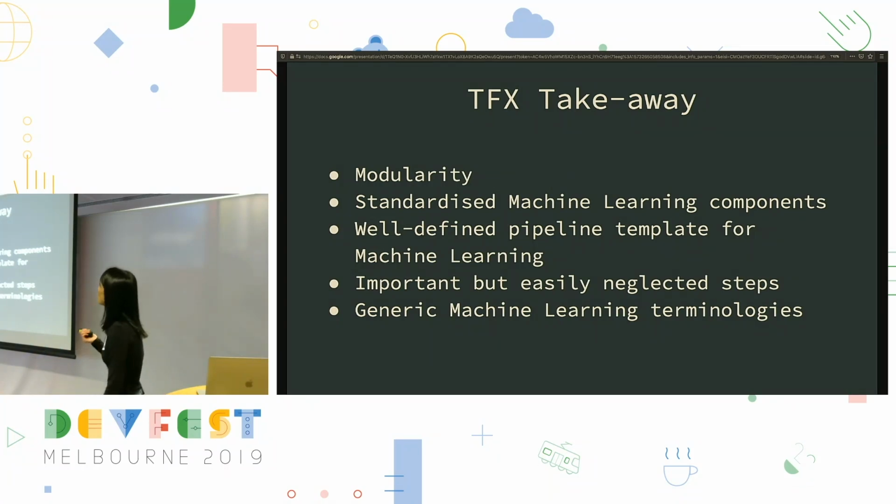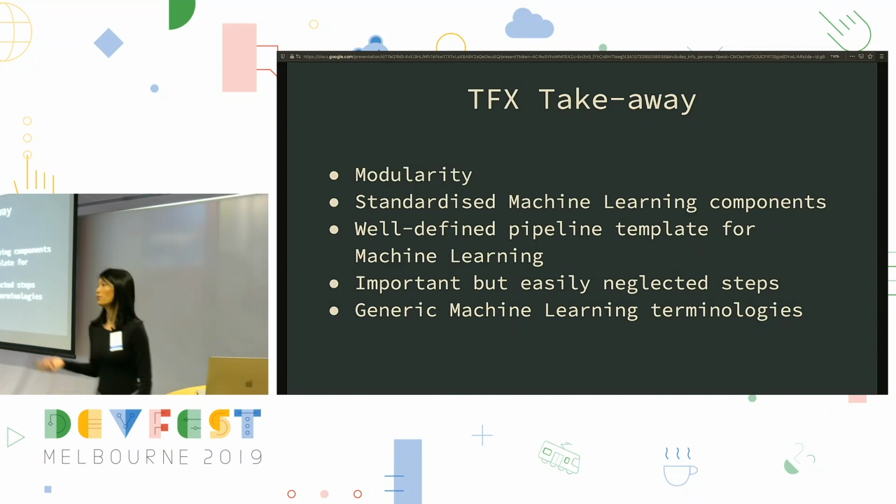Also, I found it has a very well-defined pipeline template for machine learning with important but easily neglected steps. For example, the model validator: you always hear people say, oh, this newly trained model works really well on some cases, but worse on others. The model validator can actually help to eliminate such a setback. On the other hand, it uses generic machine learning terminologies, so it is helpful for newcomers to the project who are trying to learn how a machine learning pipeline is constructed. They can just go and learn those generic terminologies.